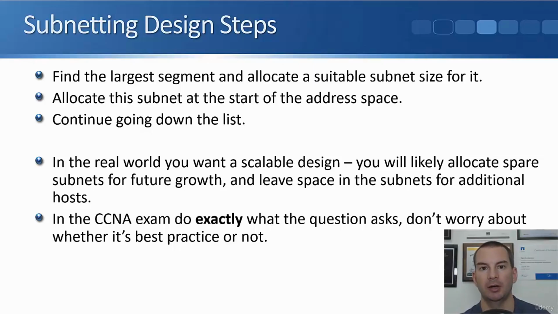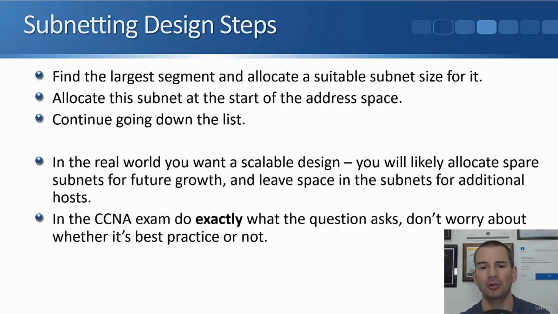So now we need to think about how are we actually going to design this, and the steps that you work through. First off, find the largest segment and allocate a suitable subnet size for it. You then create that subnet at the start of your available address space. And then that's it. You just keep working your way down. So you start off with the largest subnet, you then move to the next one, the next one, and the next one until you've allocated addresses for all of your different subnets.